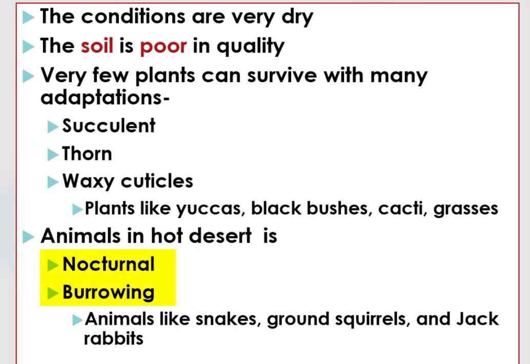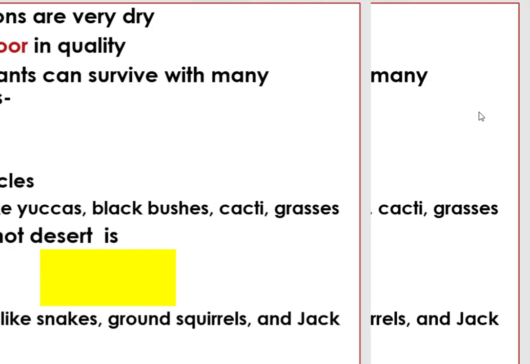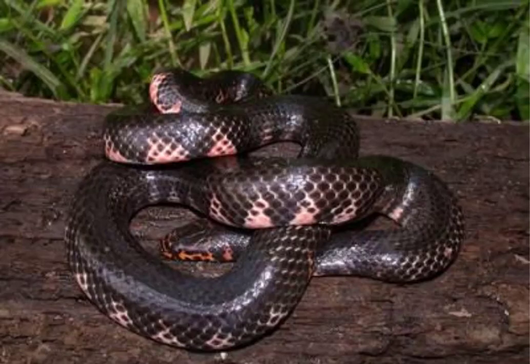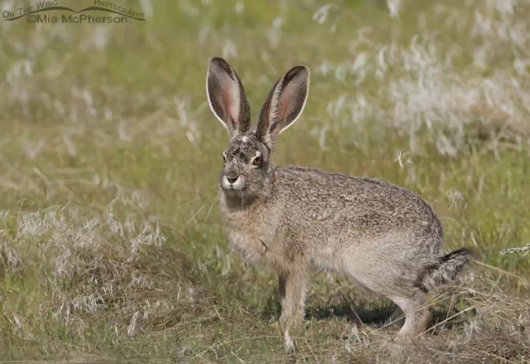The same is true of burrowing. Burrowing animals sleep within their burrow during the day and night when the temperature is extremely high and low, and wake up at dawn or very early morning to feed themselves when the temperature is moderate. Animals adapted to live in these biomes include snakes, ground squirrels, and jackrabbits.